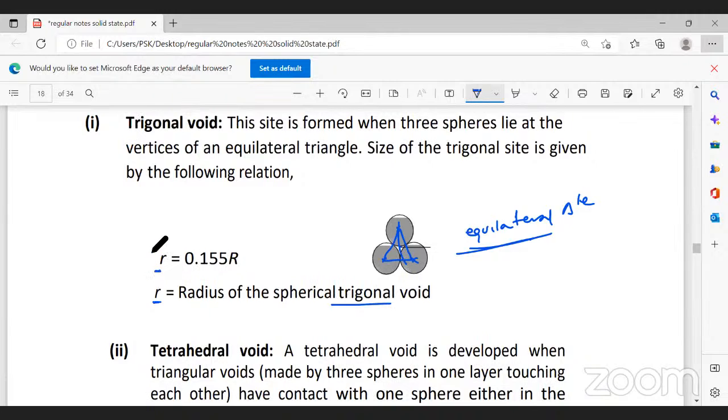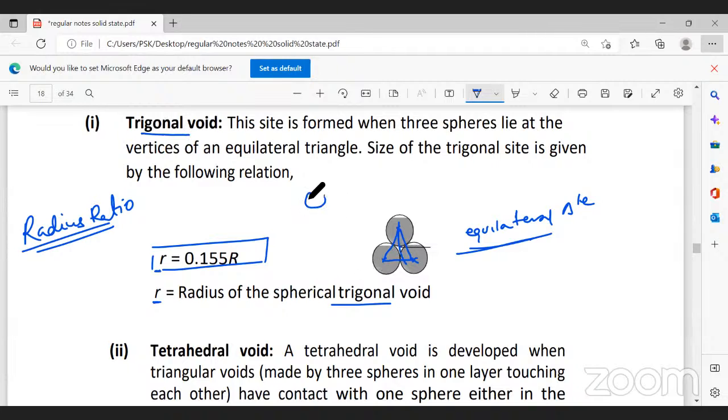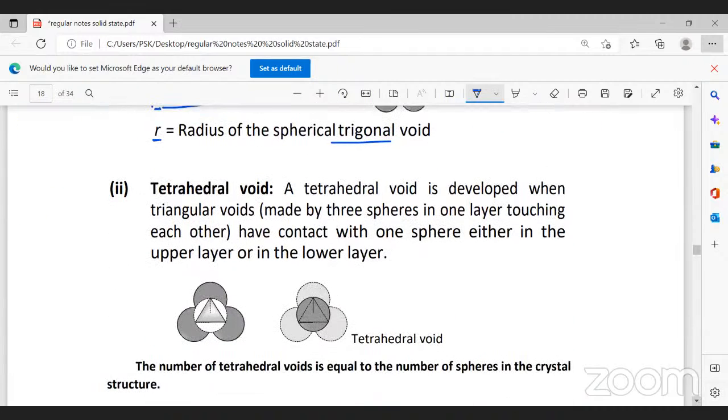We will learn about this relation in detail in a topic called radius ratio. What is radius ratio? What are small r and capital R? All that we will learn. Now, you should remember what a trigonal void is. If I represent three spheres like this, this empty space, this void, is called the trigonal void. Did you understand this? Yes, sir.